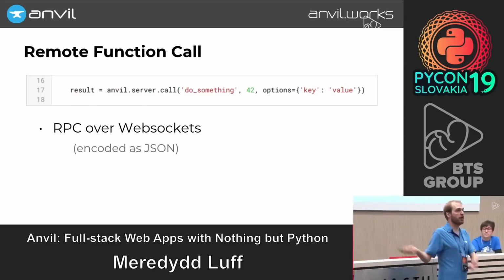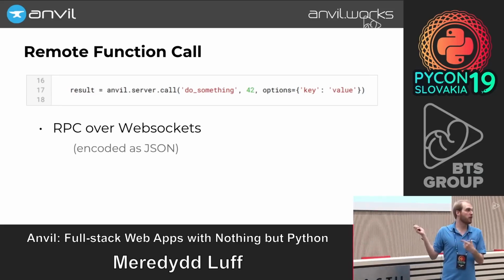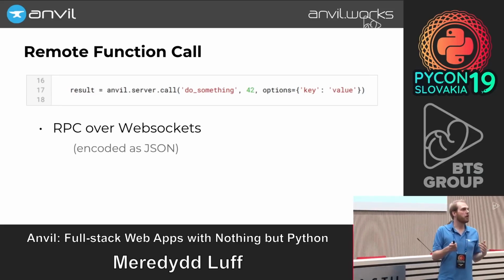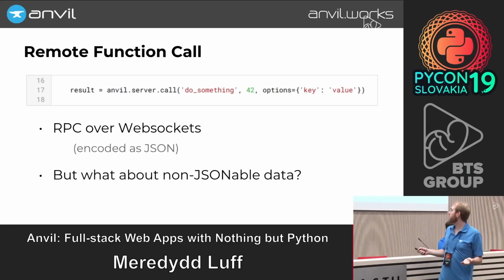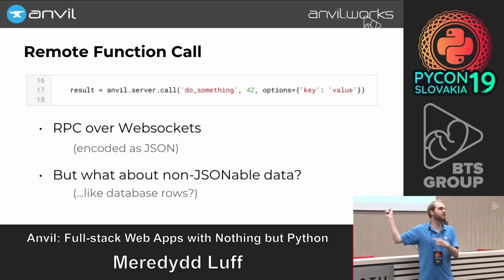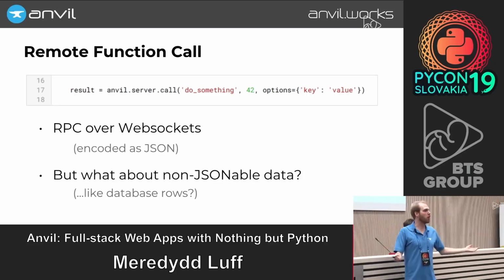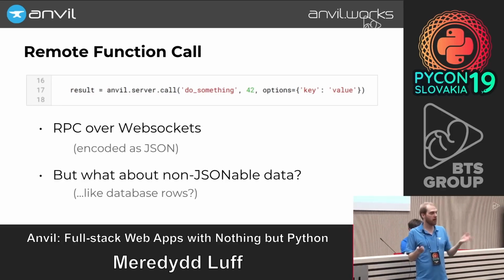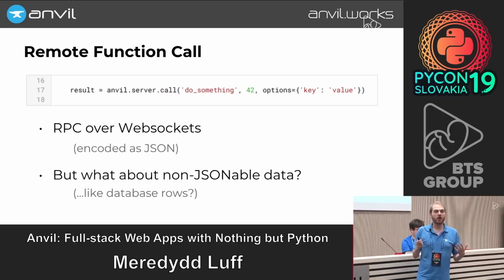Which is fine for the values you see there, right? These are all JSONable values. But what about values that aren't JSONable? You saw me throwing database rows around there, just like they were ordinary return values from a function. This is obviously something we want to do. And the question is, how do we do it?